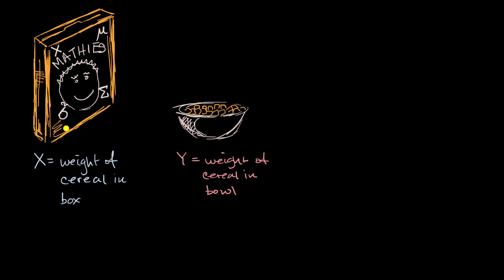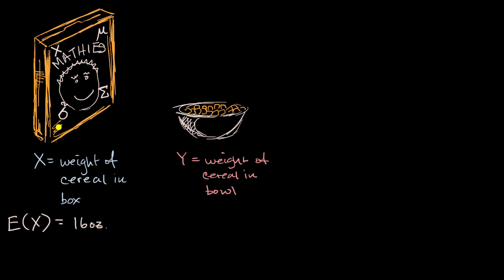So what we have here is a picture of a box of Matthys cereal. And we're going to have the random variable x represent the weight of cereal in a box. The company Matthys might make millions of these boxes, and there might be an expected value of the weight. So the expected value of the weight of the cereal in the box, so not counting the box itself, let's say that this is 16 ounces.